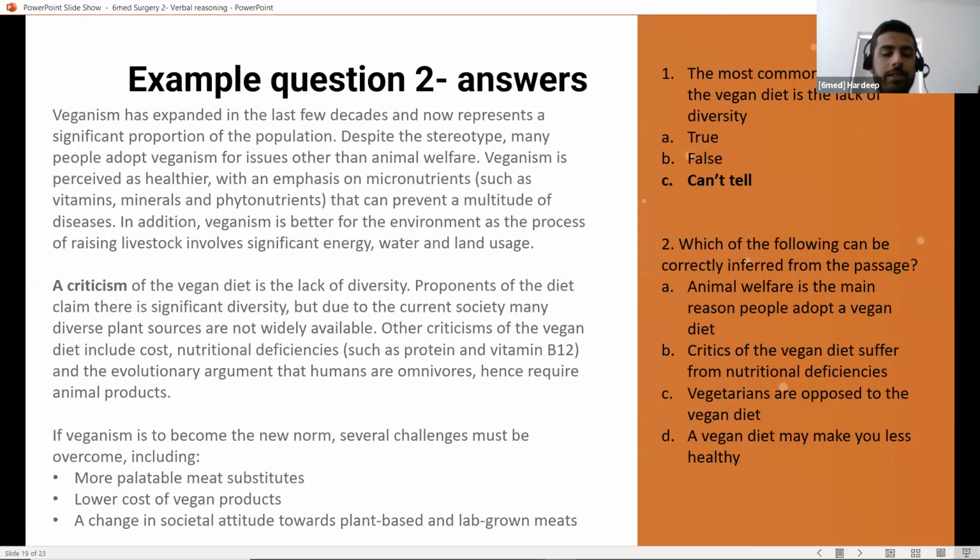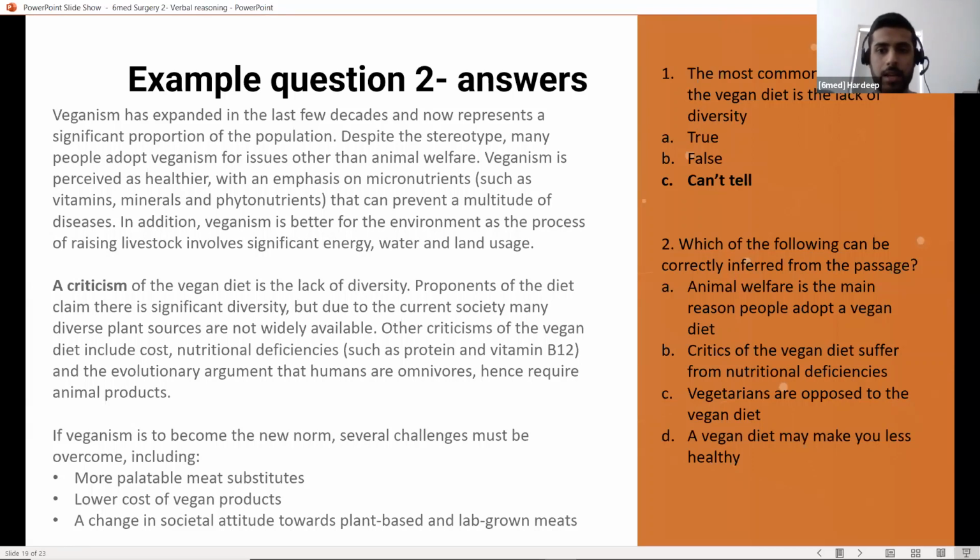So you see that first sentence says a criticism of the vegan diet is a lack of diversity, whereas the statement says the most common criticism. Now we don't know whether that's the most common. We just know it is a criticism. If that statement were to say the most minor criticism of the vegan diet is a lack of diversity, or the least frequent criticism, then we could actually put this as false. However, it doesn't say how common this is. It just says it is one, and therefore the answer is can't tell.